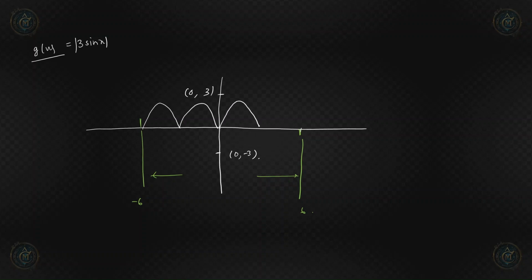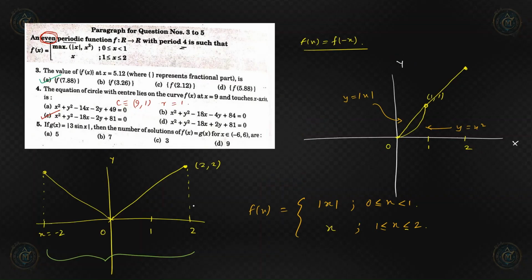So the graph will look something like this, and this height is equal to 3. Okay, this height is equal to 3. This is the point (0, 3), this point. Okay, so we have to find the number of solutions of g(x) equal to f(x), right?